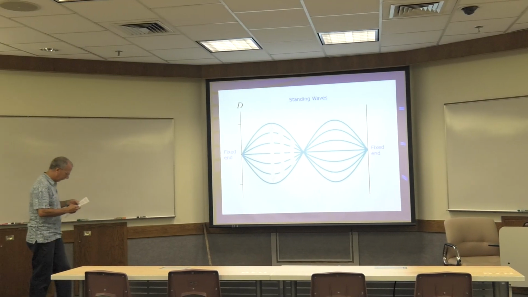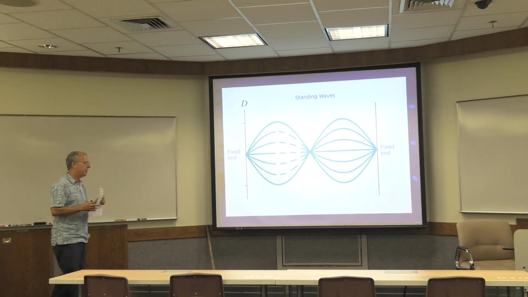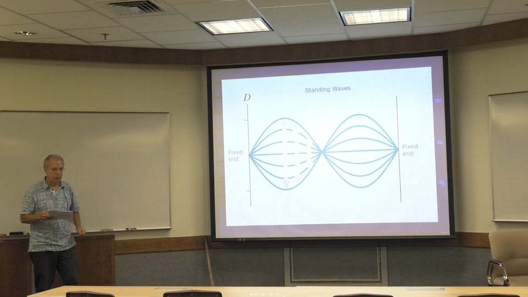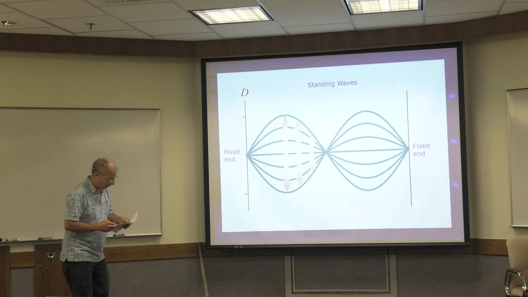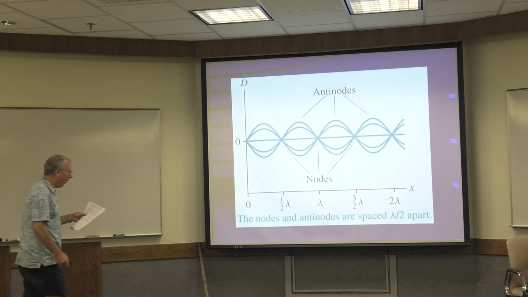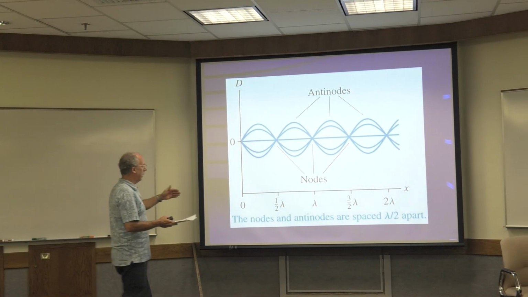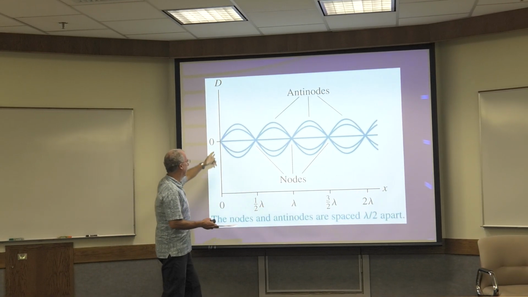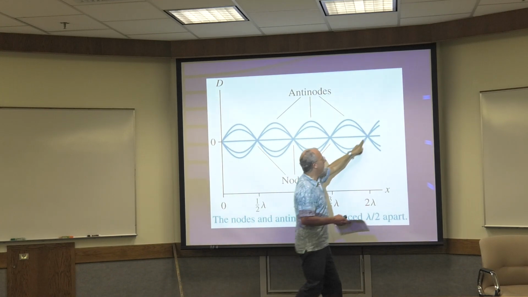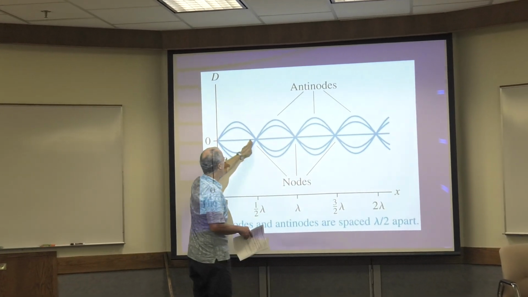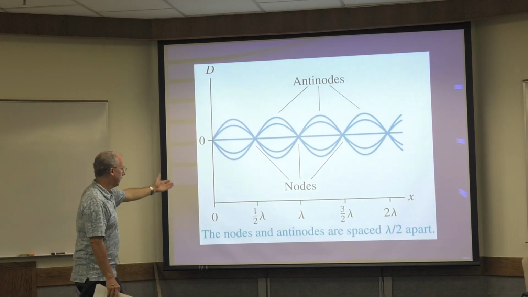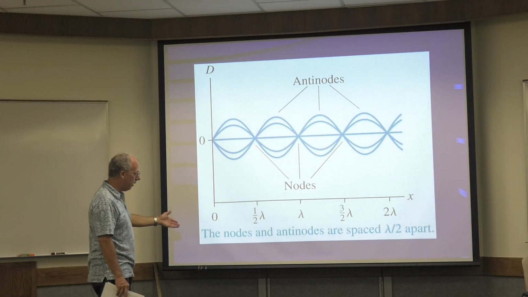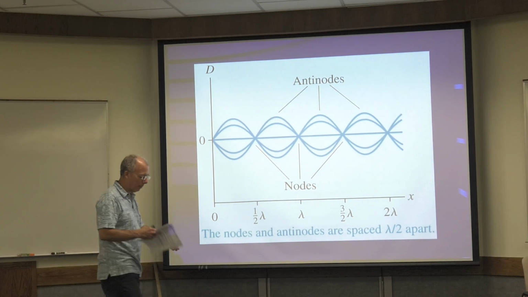So let's do it. As I said, and as the narrator said in that video, you only get standing waves at certain frequencies. So what we want to do is find those frequencies. That's what we're going to do. So here's a nice picture, and the guy talked about this. Here's one wavelength, here's another wavelength. This is half a wavelength, that's a half, half, half. And it says the nodes and the antinodes are spaced half a wavelength apart.